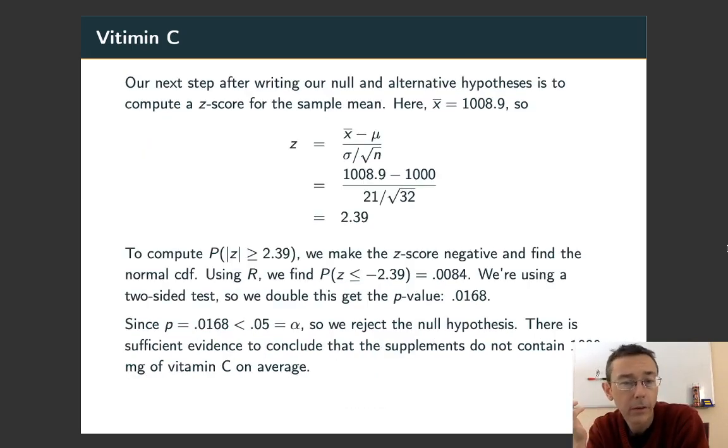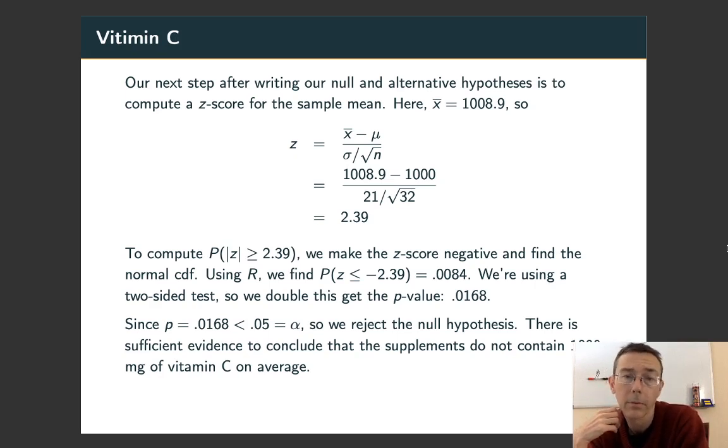So the next step is to get a z-score. The formula for the z-score is the value we got minus the value we expected over the standard deviation. The only subtlety here is that we have to remember we're talking about the expected value and the standard deviation of x bar in the context of the sampling distribution of that sample mean. So we've assumed the null hypothesis, so we're going to use mu equals 1,000 milligrams. We are given that the population standard deviation is 21 milligrams.